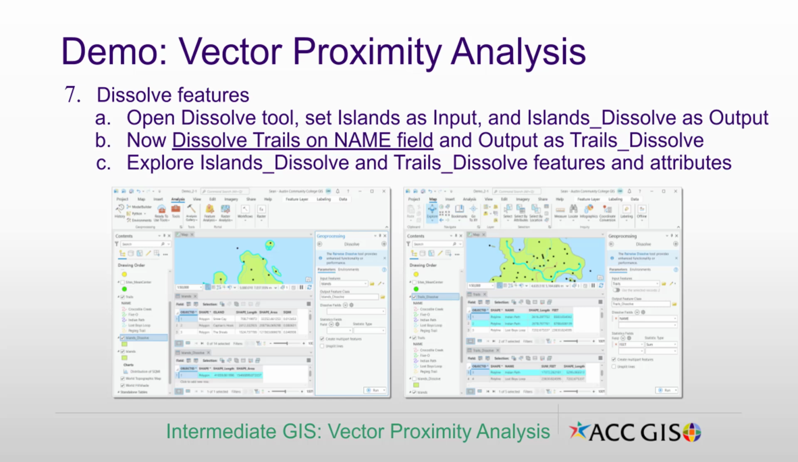In the previous step, we used symbology to classify vector features. In step 7, we're going to use dissolve to reclassify vector features and perform our vector proximity analysis. We'll begin by opening the dissolve tool, setting islands as the input and islands dissolve as the output. Then we'll dissolve the trails feature class on the name field and set the output feature class as trails dissolve. Then we'll explore the islands dissolve and trails dissolve features and attributes.